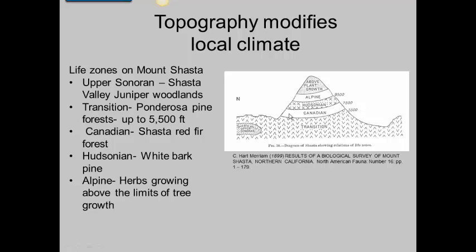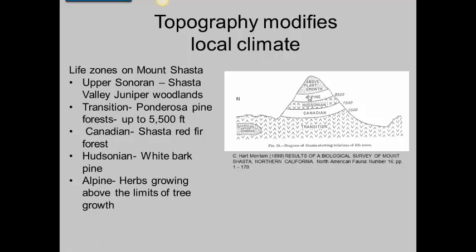Up above that, he coined the term the Canadian life zone, which on Shasta is dominated by the Shasta red fir. It's almost the only overstory tree in that forest. Up above that, we'd have what he referred to as the Hudsonian zone, which on Mount Shasta, you would see a lot of white bark pine. And then finally, you'd get up into the alpine area, which resembles the Arctic tundras.